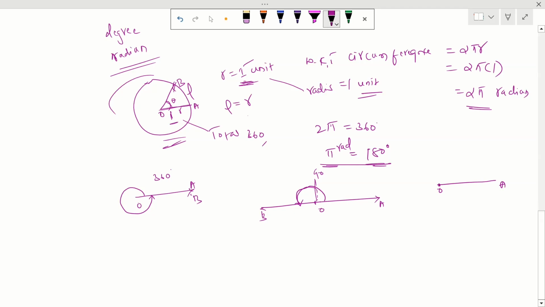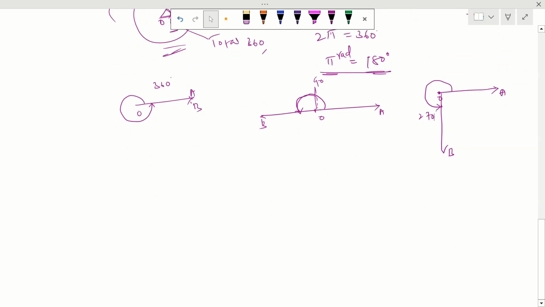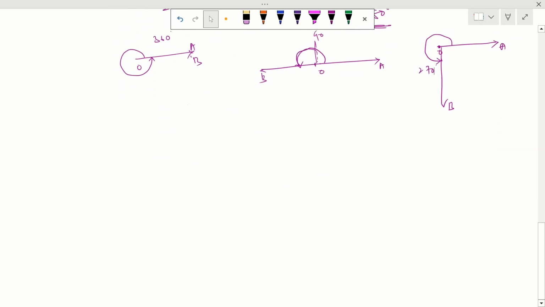At this point the ray is rotating, and here we get a straight line. So this straight line is B. What is the angle of this? It is 270 degrees. These are all positive angles.